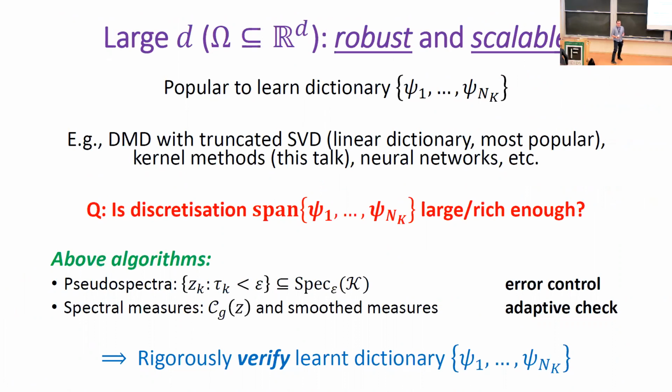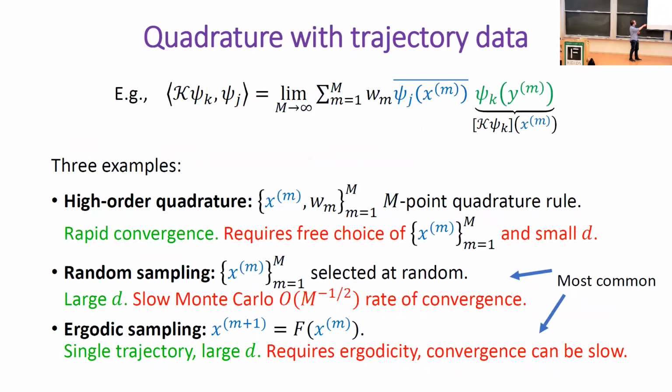Great. Okay, so when D, the ambient dimension of your dynamical system, is very large, then of course you're going to run into the curse of dimensionality. You can't just write down a suitable dictionary. So it's very popular to learn a dictionary. Some methods such as DMD with a truncated SVD do this with a linear choice of dictionary. We're going to use kernel methods, or kernel EDMD. That's where you approximate these inner products using the kernel method.